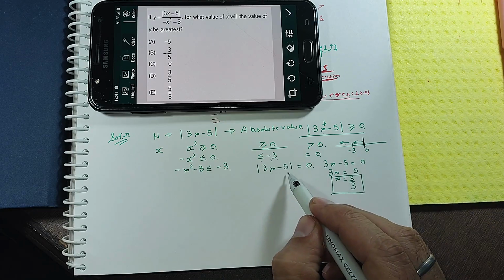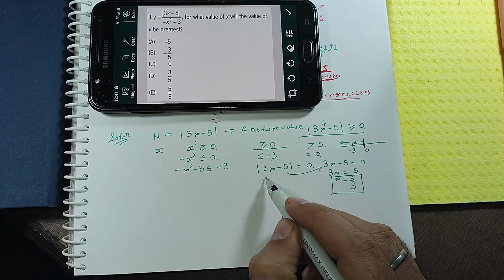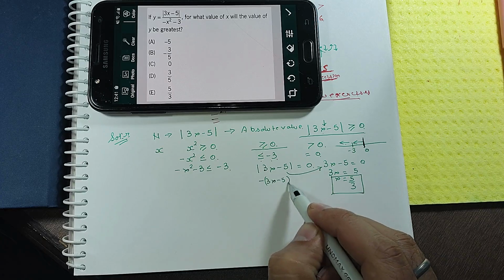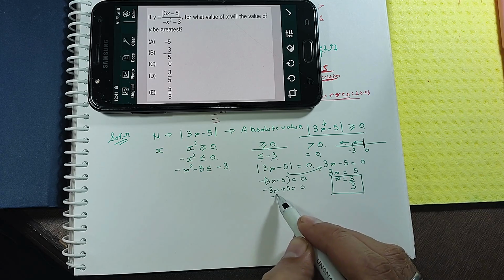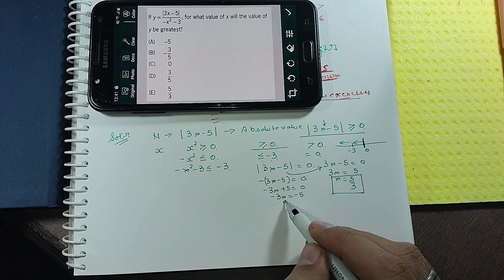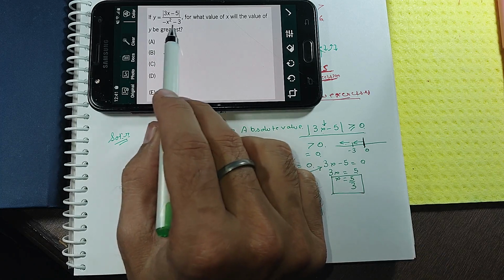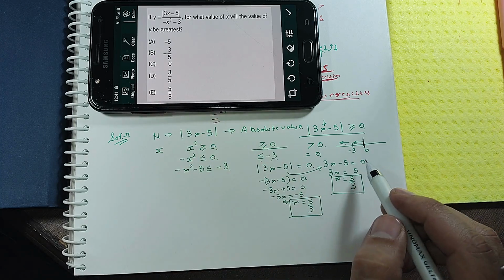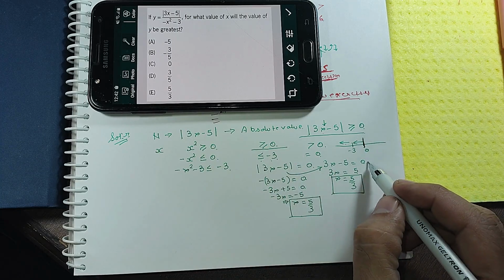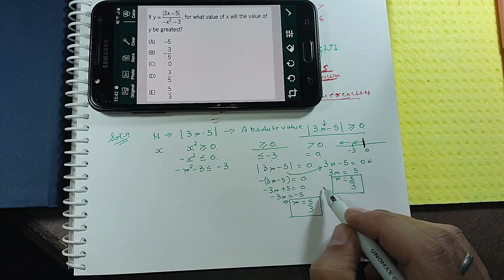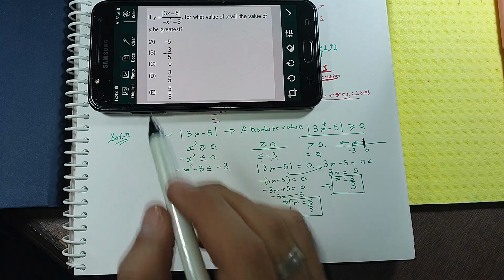See, in absolute value cases, we first take the positive as well as the negative of this also. Minus 3x minus 5 should be equal to 0, or minus 3x plus 5 should be equal to 0, so x is equal to 5 by 3. From both options, for y to have its greatest value, all other values will be negative. One value is greatest, that is 0, and that will happen when x is equal to 5 by 3. So the correct option for this is option E.